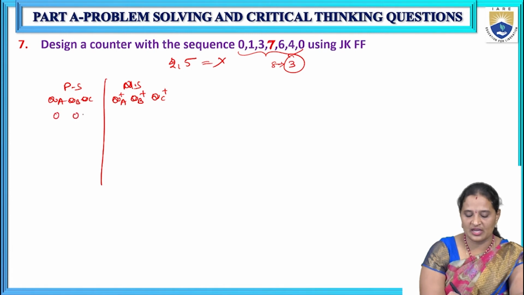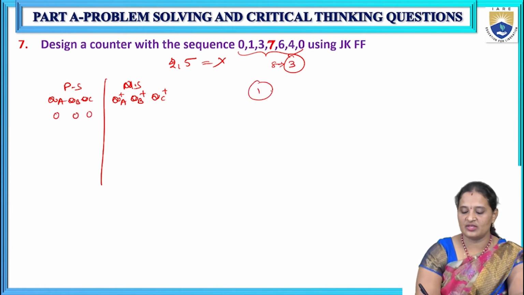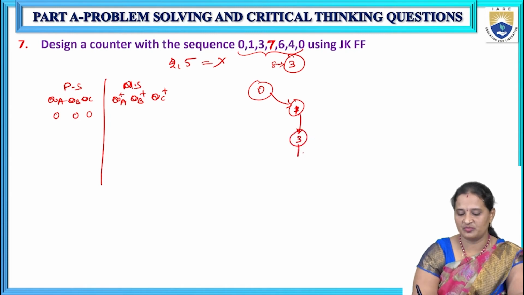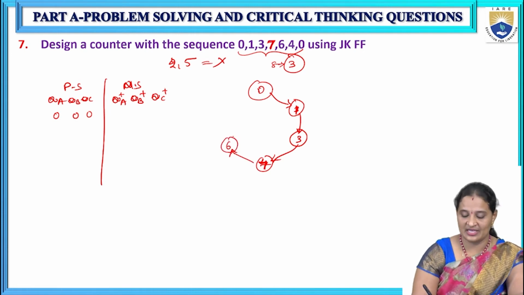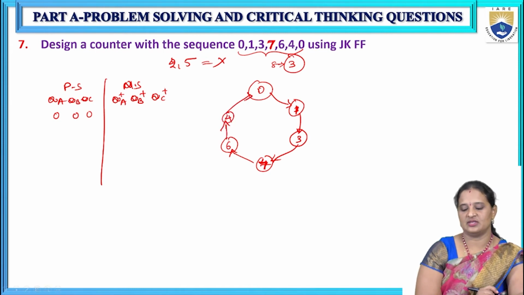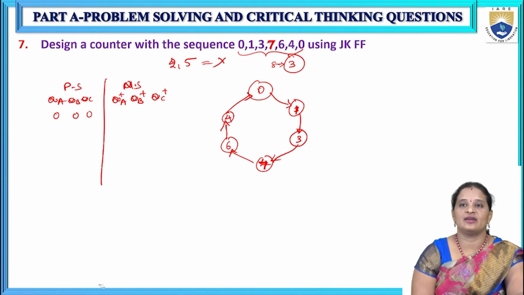So here first state I am considering it as, so let us draw the sequence, that is a state diagram. So if the present state is 0, next state should be 1. If the present state is 1, next state should be 3. Next, if the present state is 3, next state should be 7. And if the present state is 7, next state should be 6. And if the present state is 6, next state should be 0. And this is the state diagram, right?